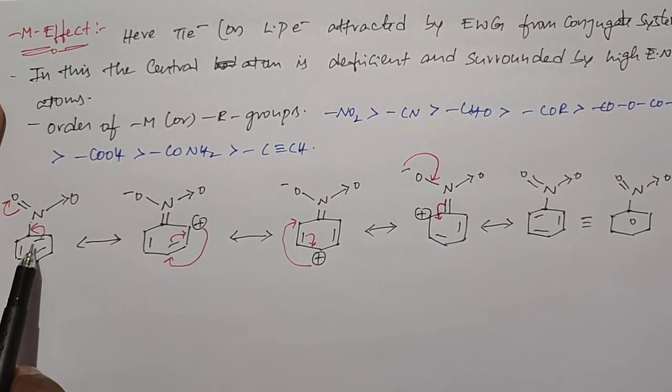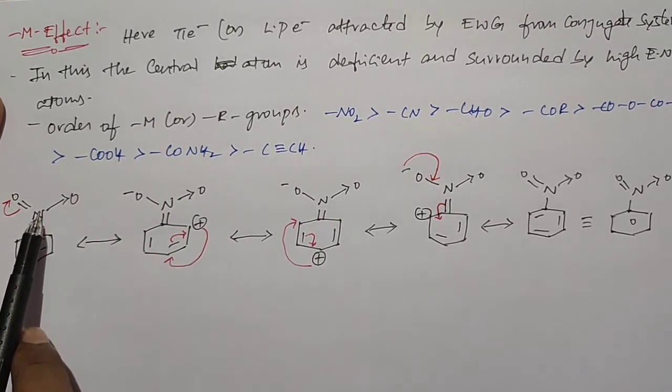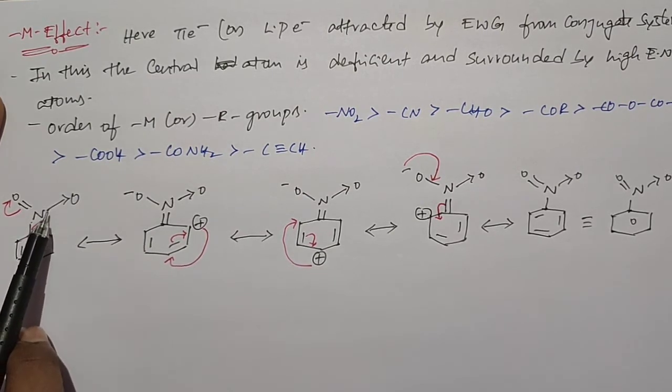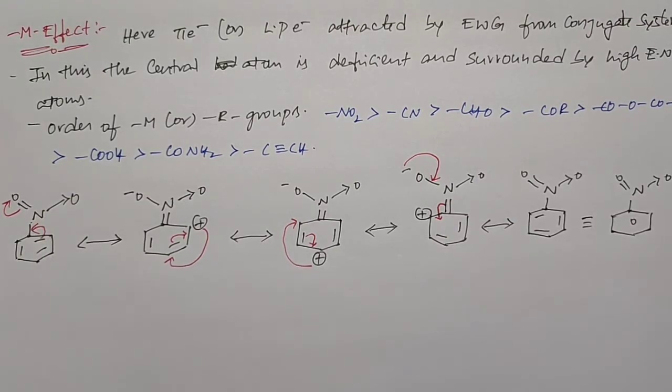Here the pi electrons are attracted by the minus M group. Minus M groups are electron withdrawing groups. Here pi electrons move from the conjugate system to the electron withdrawing group or minus M group. So we call it a minus M effect. So this is about the plus M effect and minus M effect.